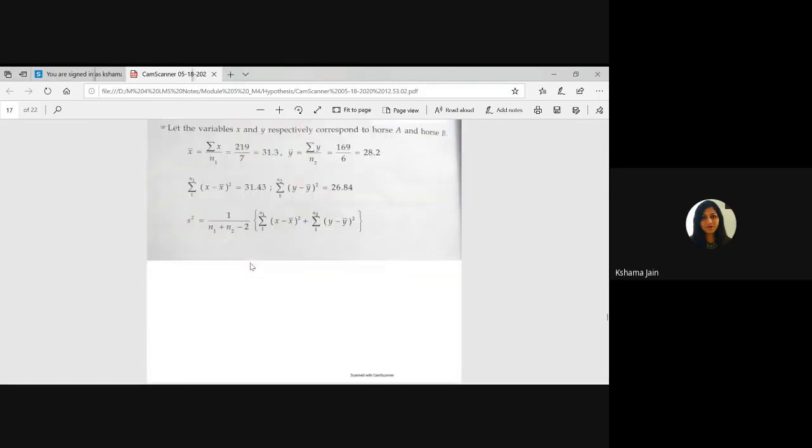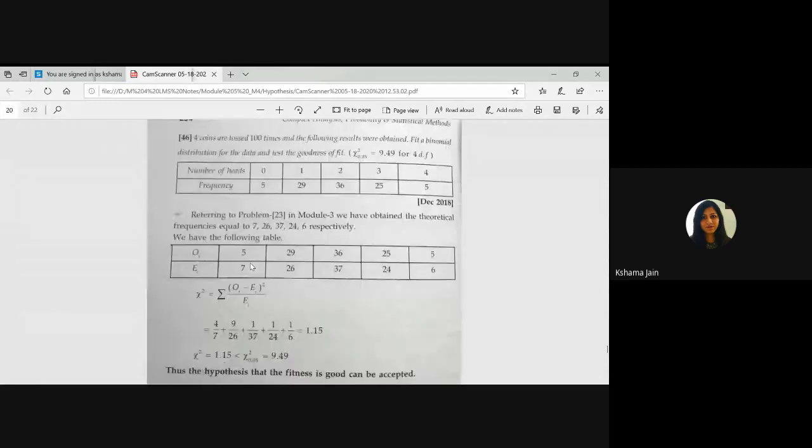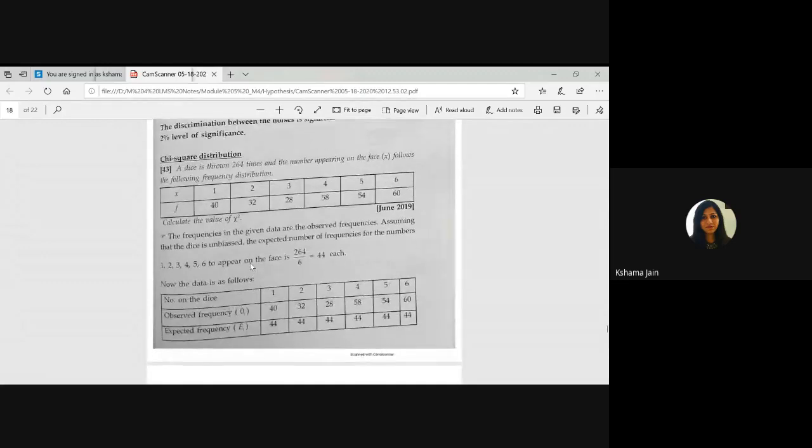Where is the problem? Here. Most easy method. Very easy method. A dice is thrown 264 times. A dice was there, with faces 1, 2, 3, 4, 5, 6. It is thrown 264 times, and the number appearing on the face follows the following frequency distribution.